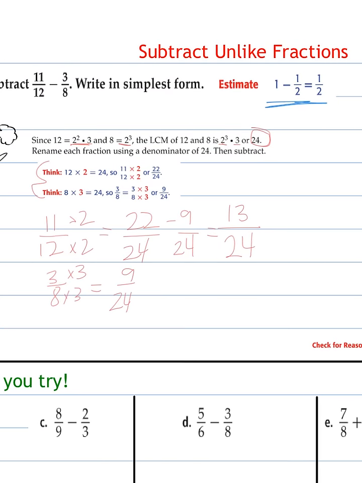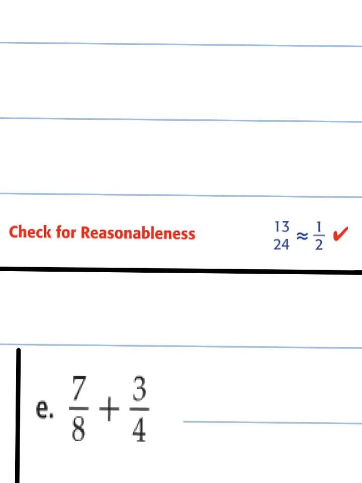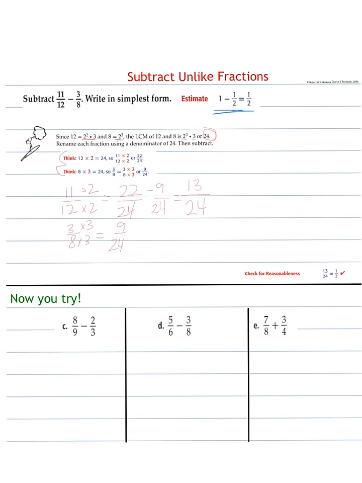Now, if we think of that estimate that we did earlier, it should be close to 1/2. Well, half of 24 is 12, so 13 is pretty close, which checks for the reasonableness here. 13/24 is pretty close to 1/2. So our answer does make sense based on the estimate we did ahead of time.